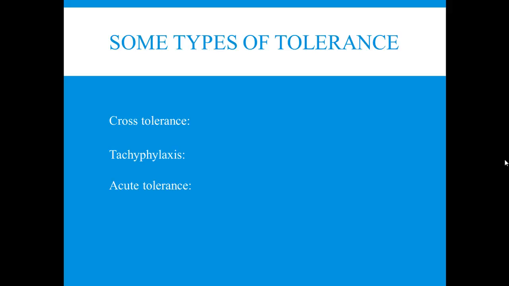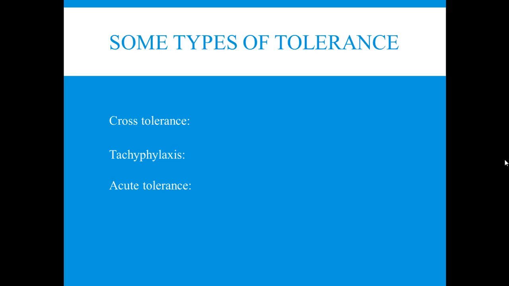Acute tolerance describes the type of tolerance that develops while the drug is still in the individual's system, still in the bloodstream. More specifically, acute tolerance describes a condition where the effects of the drug that are experienced when the blood levels of the drug are rising are different from the effects experienced when the blood levels are falling.